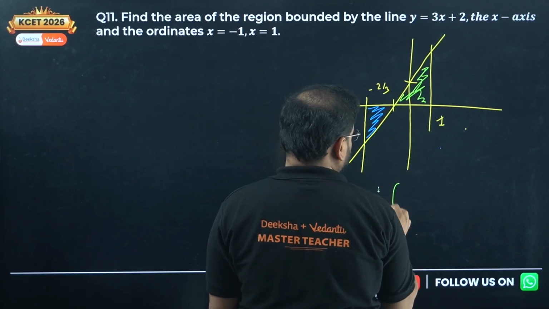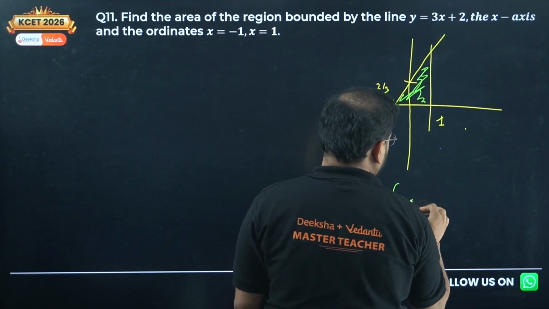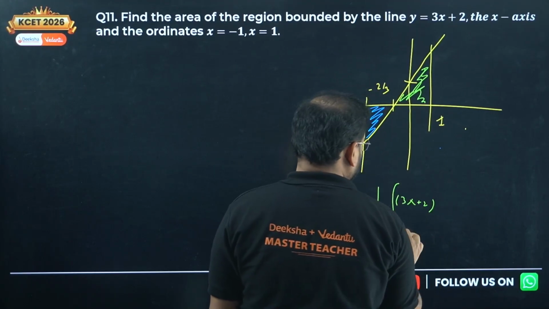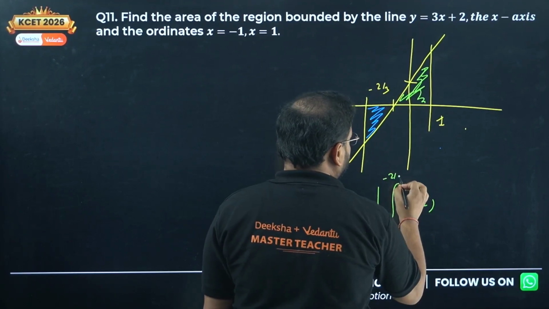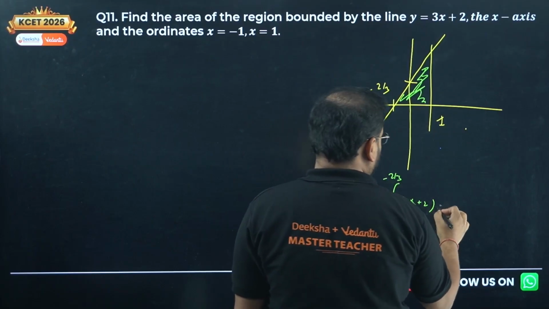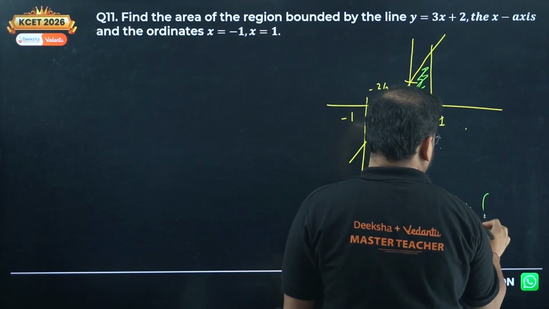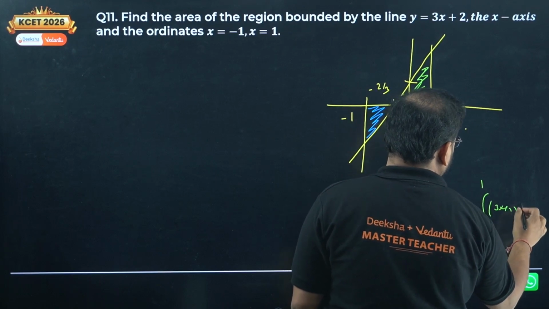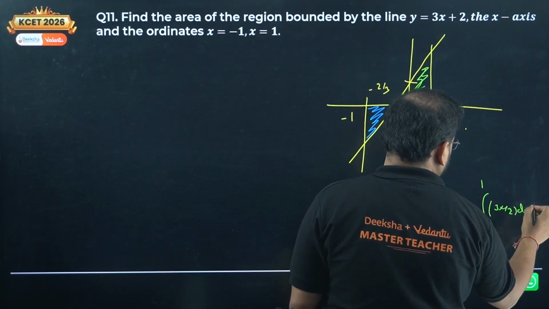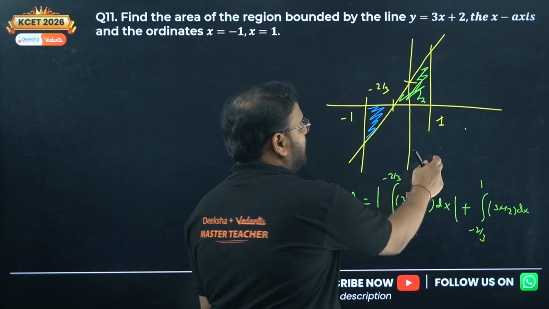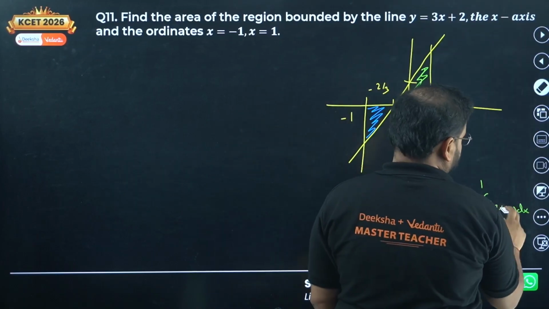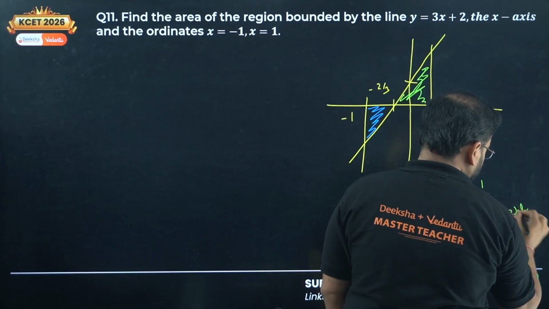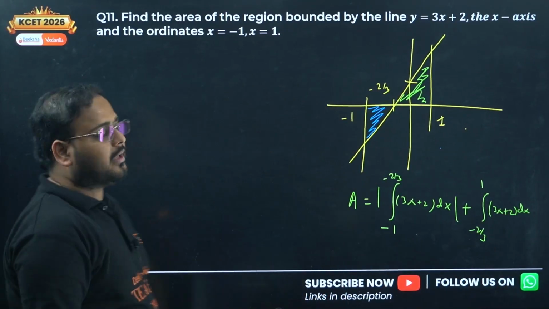Okay, so the required area A will be integration of what? Of course, under the modulus, integration of 3x plus 2 from minus 1 to minus 2 by 3, with dx, plus integration from minus 2 by 3 to 1, same thing, 3x plus 2 dx. For this second part we don't need the modulus because it is going to be always positive.